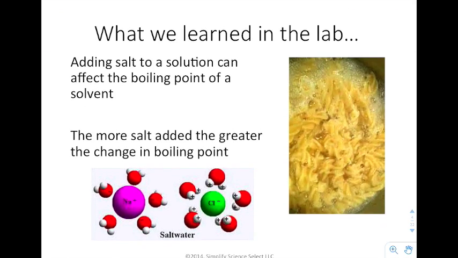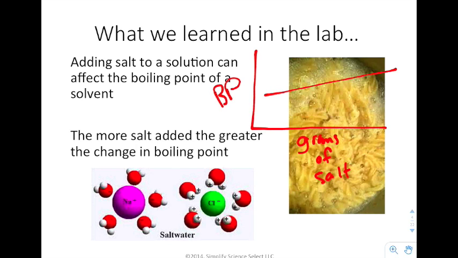So here's what we learned in the lab. Adding salt to the solution can affect the boiling point. In fact, we saw that if you were to graph them, with grams of salt and then boiling point, you saw a steady increase: as you increased the grams of salt, it actually increased the boiling point.